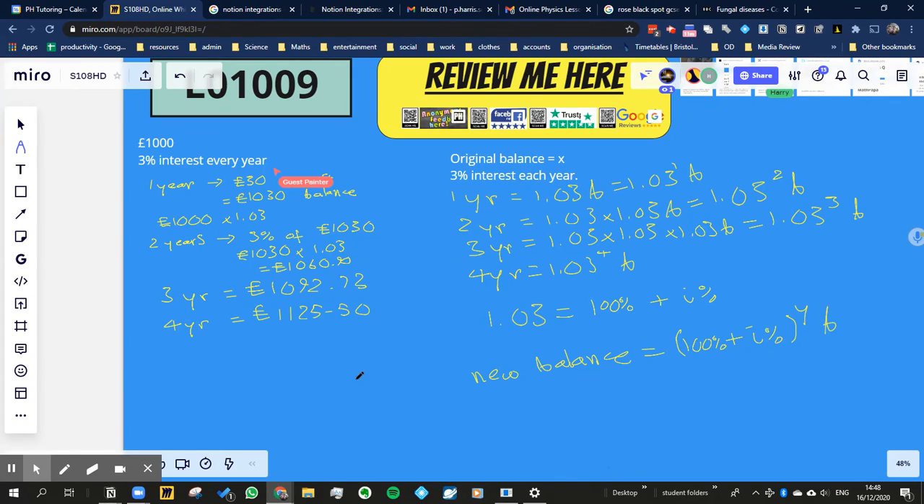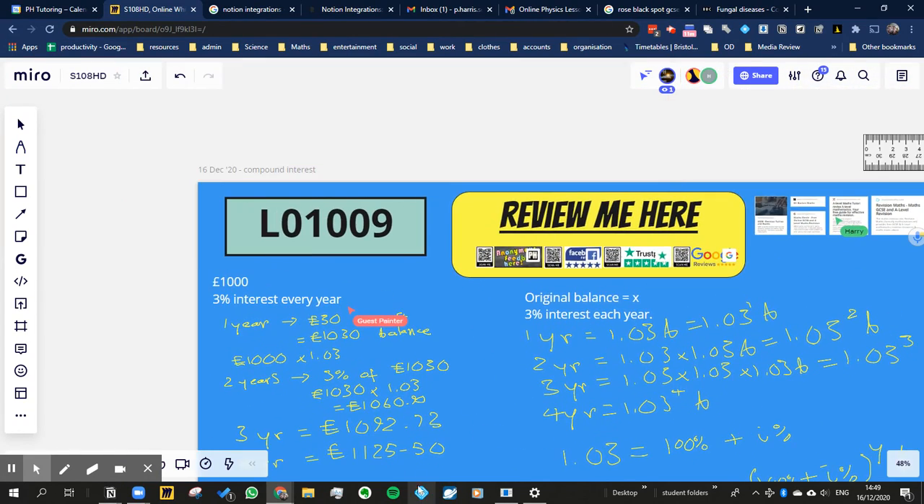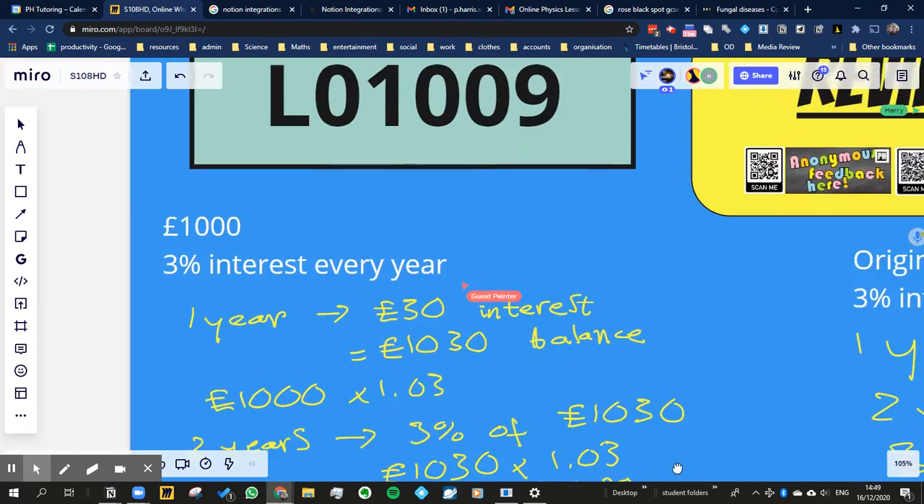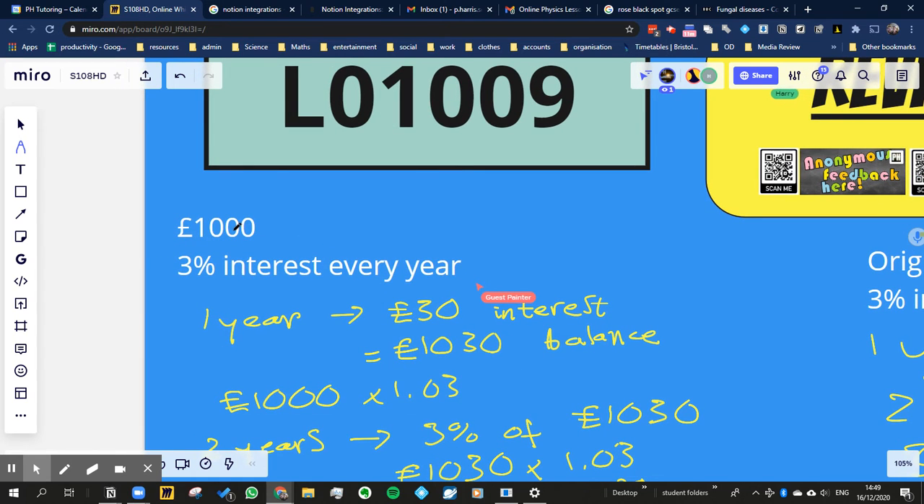Okay, so we're looking at compound interest. Let's imagine that we had a bank account with £1,000 in it, and it gained 3% interest every year. After 1 year, 3% would be £30 interest, so the balance would be 1,030. You could actually take a shortcut there and just multiply 1,000 by 1.03. You'd get the same answer.